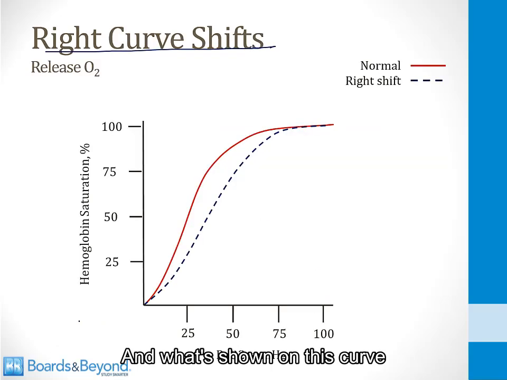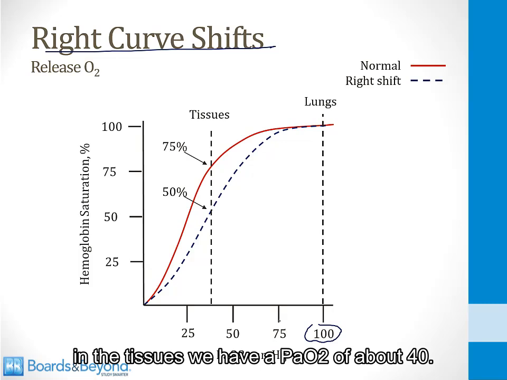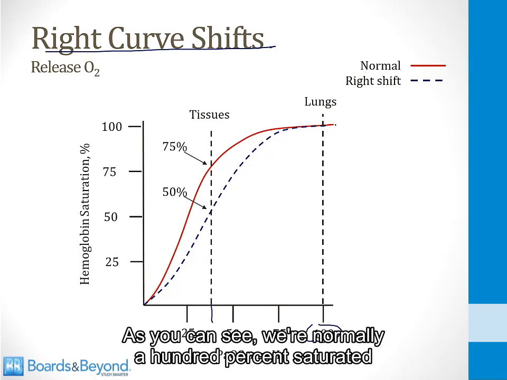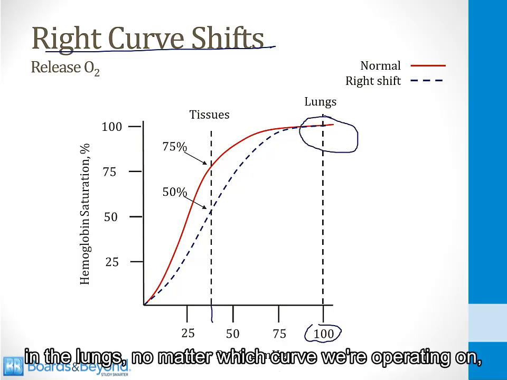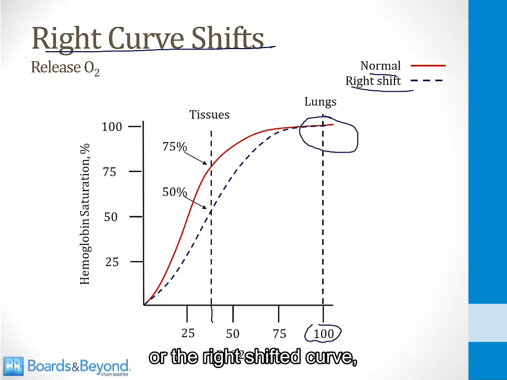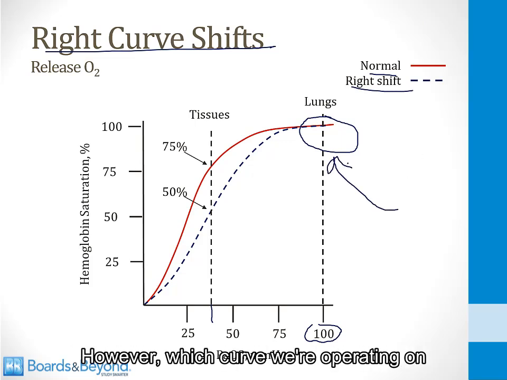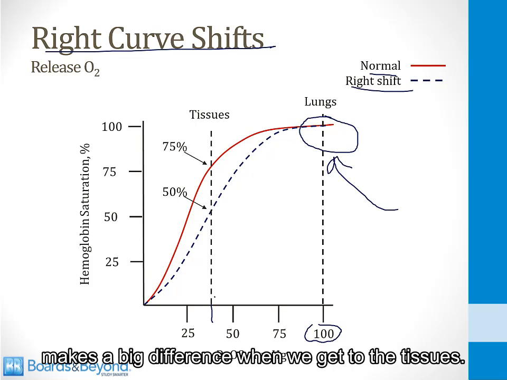And what's shown on this curve is the same thing I just showed you in that table. Don't get thrown by the curve. Basically what we've got here is in the lungs, we have a PaO2 of about 100. In the tissues, we have a PaO2 of about 40. As you can see, we're normally 100% saturated in the lungs no matter which curve we're operating on. Whether we are on the normal curve or the right shifted curve, we're still fully saturating hemoglobin in the lungs. However, which curve we're operating on makes a big difference when we get to the tissues.